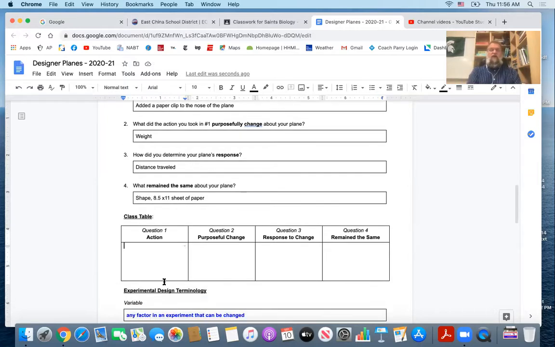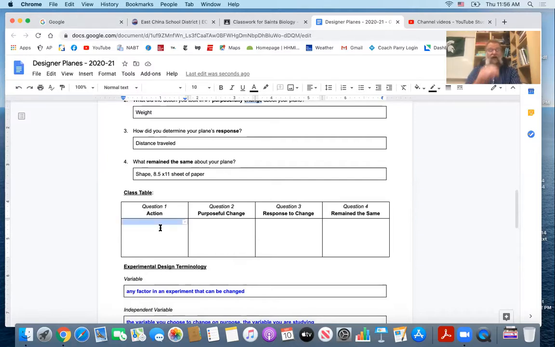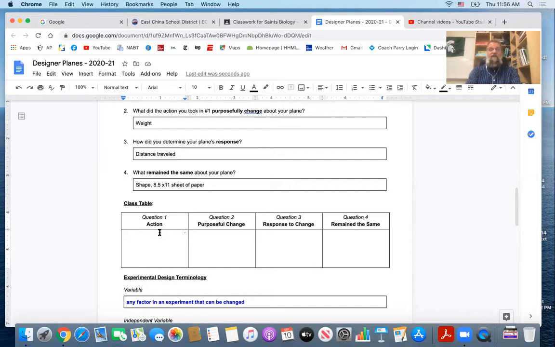So then we talked in class as a group, and we listed some of the factors that a couple of people had. So one person, again, added a paper clip. And then when they added the paper clip, this purposely changed the weight of the plane. You could also maybe say it's changed the stability of the plane. The response in the particular hour that we did this, the plane actually traveled further. And what remained the same about the plane in this particular case, as I already said, the shape and the size of the paper. Well, yeah, we collected a couple examples from students and we filled that in.